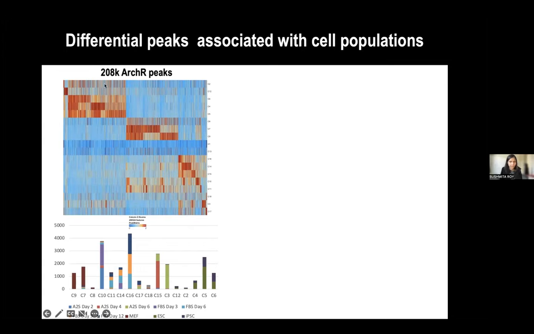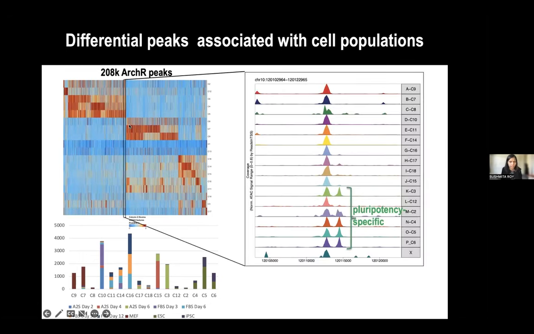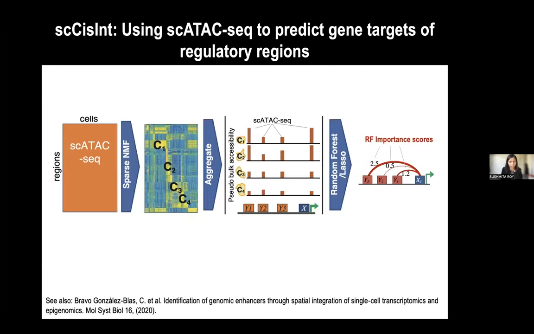What we see is that these peaks exhibit interesting patterns where they are present in one group of cells and absent in the other group. For example, this kind of peak was largely present in the pluripotency cell cluster and not present anywhere else. These are genome-wide peaks, so the question of interest is, what do these peaks regulate? Here, we've been trying to use co-accessibility as a way to link distal candidate enhancers to genes.